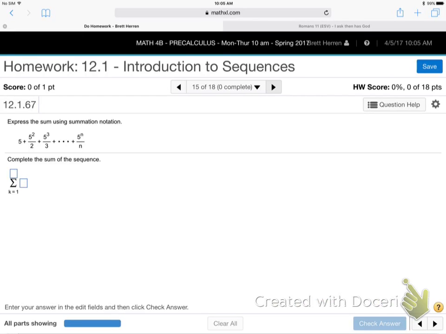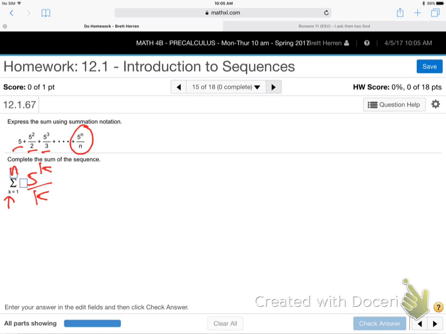This one, they kind of give it to you. They basically hand it to you. They're saying, okay, what's the formula that's going to make a 5, then a 5 squared over 2, then a 5 cubed over 3? It's that. When they put the last one with an n, that's it. It's just, but you do it with a k, because they're using k instead of n. So I'll do k instead of n. And this is n. Is that confusing?